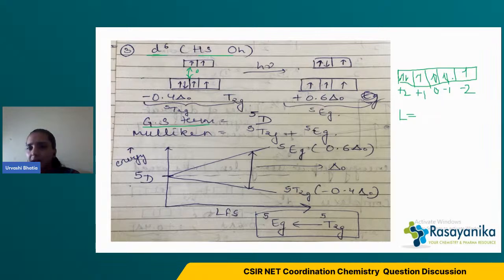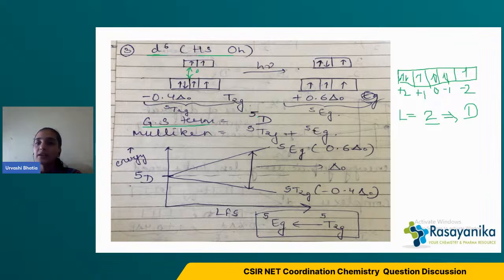I'll just tell you how to do it. Okay. So plus 2 for these two electrons, and then plus 1 for this one, 0 for this one, minus 1 for this one, minus 2 for this one, right? So you can cancel out minus 2 and plus 2. Plus 1 and minus 1 will get cancelled. So what are we left with? Only plus 2, right? So for that, what is the term? The term is D, right?